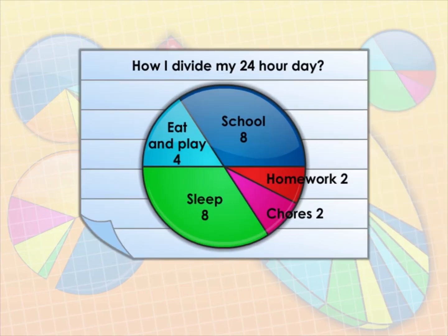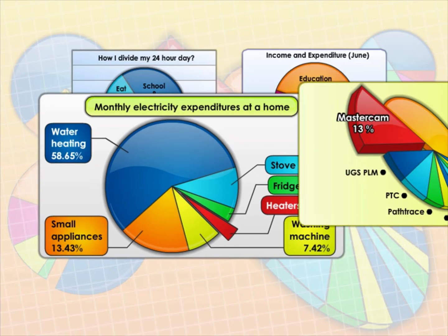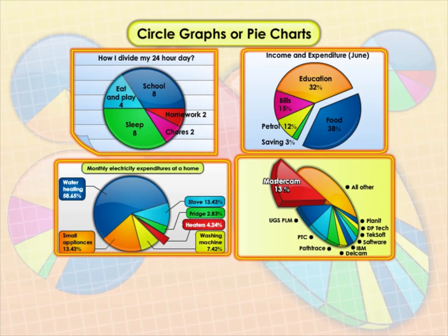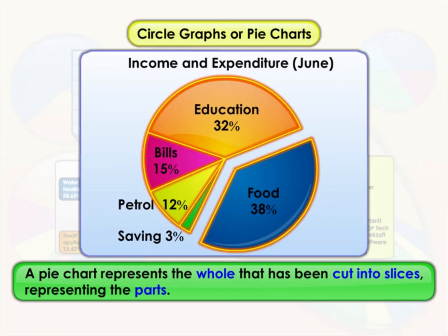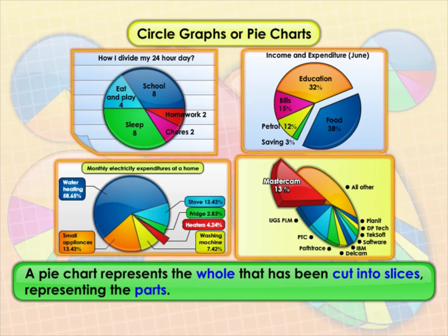Do you know what these graphs are? They are called circle graphs or pie charts. The circle graph looks like a pie, representing the whole that has been cut into slices, representing the parts. Each slice is proportional in size to the part of the whole that it represents. The slice of each pie chart is appropriately labeled with either its actual count or the percentage of the whole that it represents.